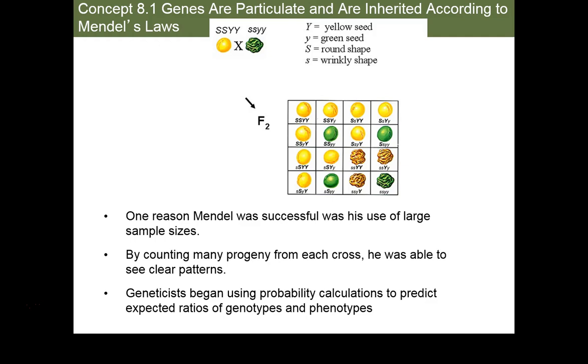Mendel was able to come to these conclusions because of his large sample size. By counting the many pea plants, he was able to see clear patterns. Because of his work, geneticists began using probability calculations to predict expected phenotypes and genotypes.